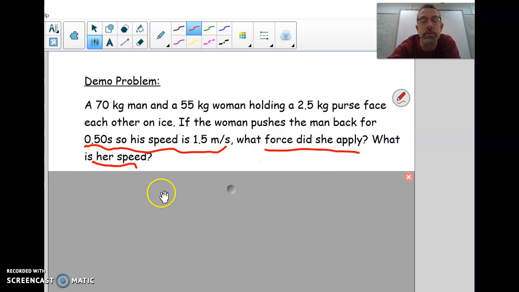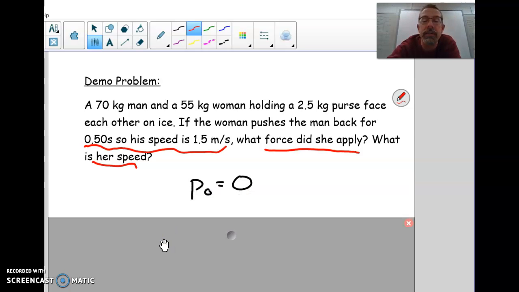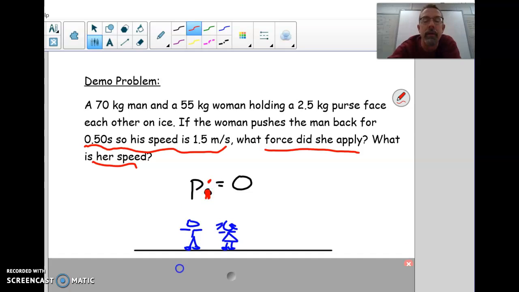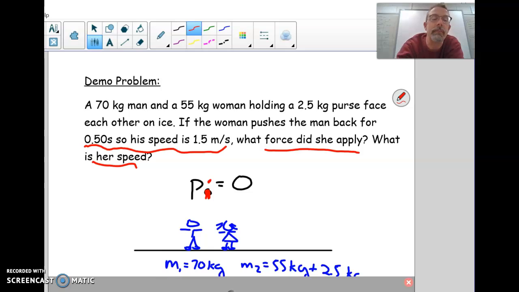So we've got kind of two questions at play here. One of these is that the initial momentum of this system, we'll call it P_i, is 0. They're both together, but there's no motion, so there's no velocity, no momentum. They're standing together on the ice.